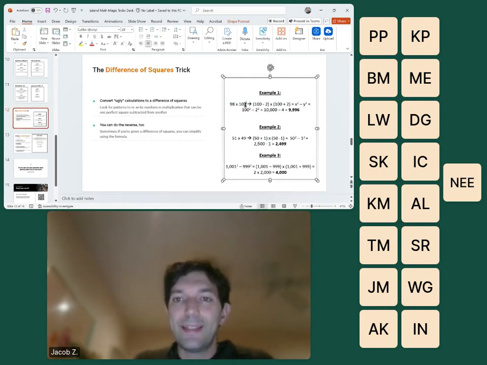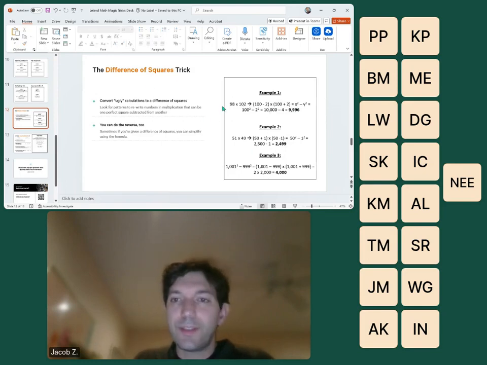So you had 98 times 102. You could write this as a difference of squares with the difference being 100. So 98 is 100 minus 2, and 102 is 100 plus 2. So you write 100 minus 2 times 100 plus 2. And with the difference of squares formula, it's equal to x squared minus y squared. So x squared, 100 squared, minus y squared, that's minus 2 squared. So you just have 100 squared minus 4. 100 squared is 10,000. 10,000 minus 4, that's your 9,996 there.